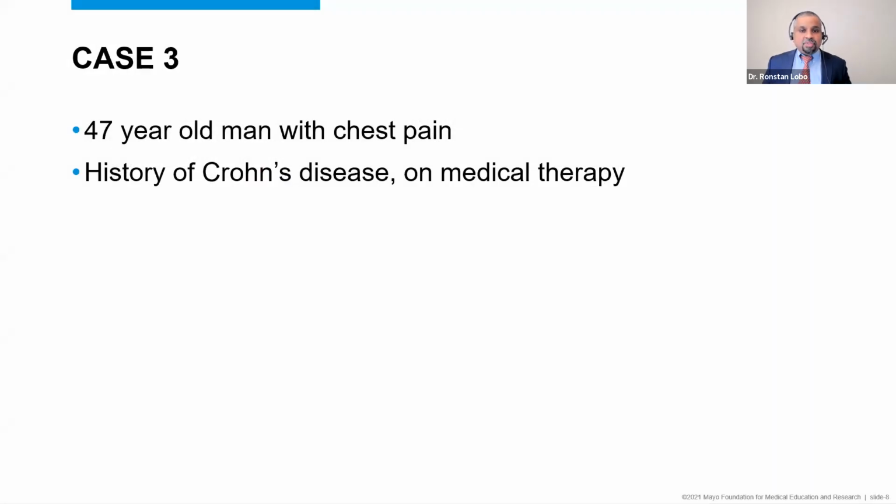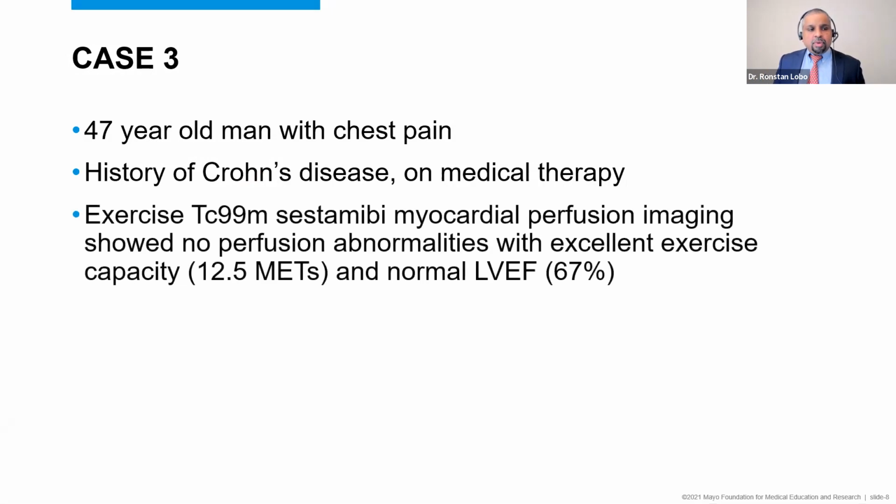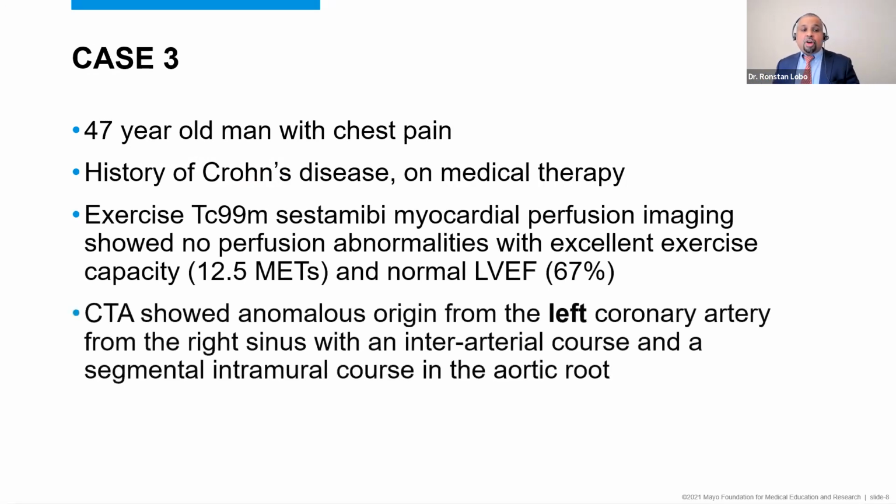And finally, the third case: a 47-year-old man with chest pain, history of Crohn's disease on medical therapy that is well controlled. With his chest pain, he had an exercise technetium-99 sestamibi scan with no perfusion abnormalities, had excellent exercise capacity, 12.5 METs, and a normal LVEF of 67%. CTA showed an anomalous origin of the left coronary artery from the right sinus with an interarterial course and a segmental intramural course in the aortic root.